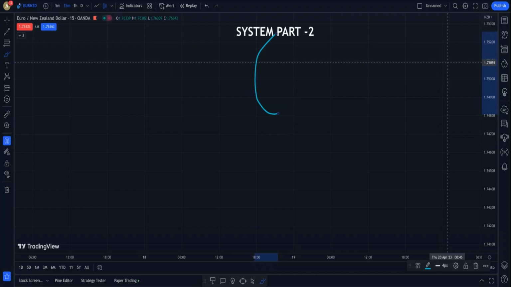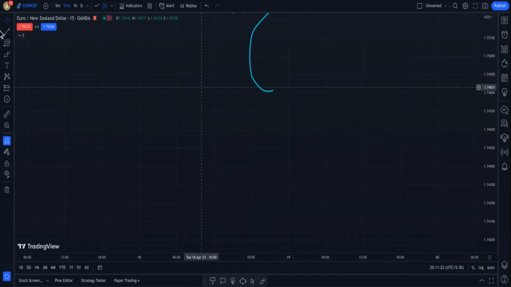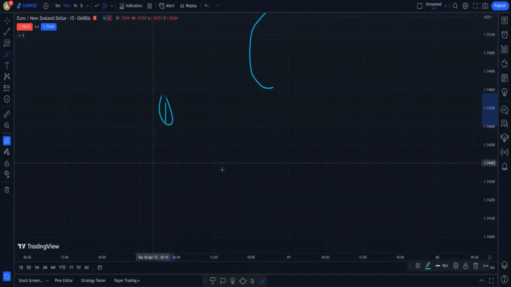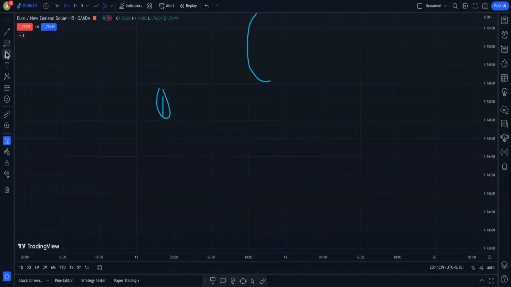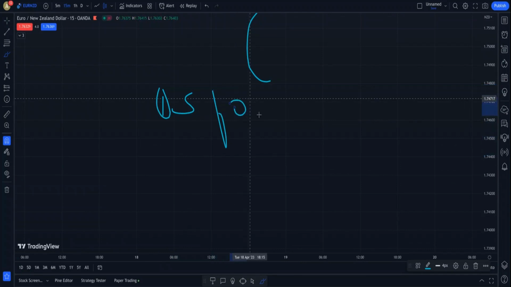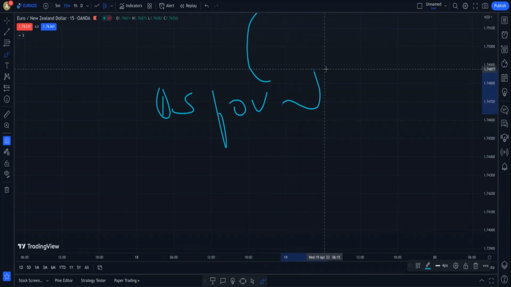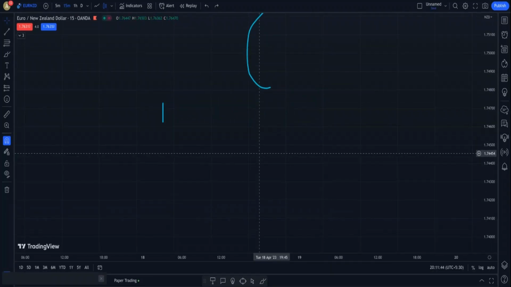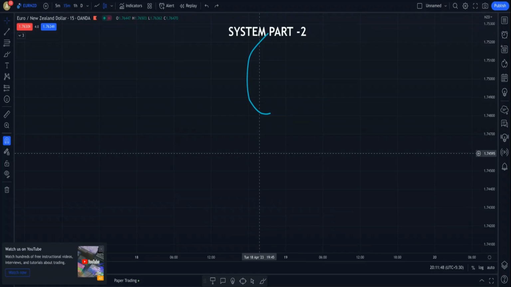What I told in the previous video was that a strategy is made of three things, which are your setup and your foundation. Let's say your trading strategy is based on support and resistance. Support and resistance will be your fundamental basis. If you have watched that video, now let's get started with System Part 2.